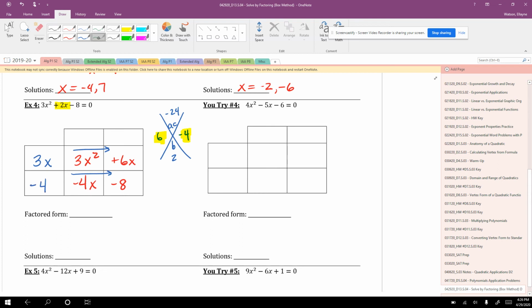Okay, find the GCF going down. The GCF between 3 and negative 4 is just 1. And then between the x's, it's x. So I'm just going to make it x. And then between 6 and negative 8 is going to be positive 2. Once again, there's my answer, factored form. So 3x minus 4 times x plus 2 equals 0. We'll go into the extra step to actually solve it. Set each of these equal to 0.